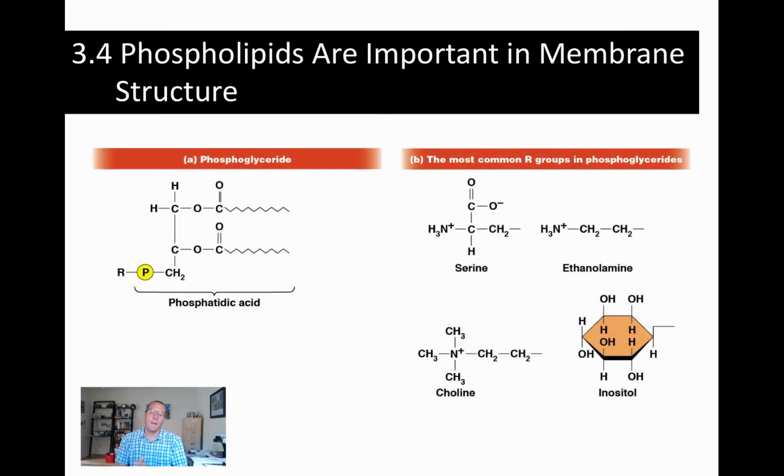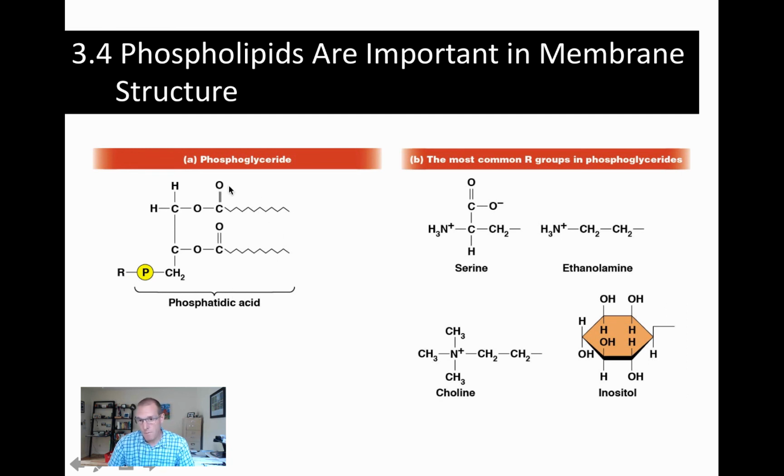So let's now turn our attention to phospholipids a little bit. We started off looking at this basic phosphoglyceride, this basic phospholipid here. This is phosphatidic acid, and it's the basic building block of all phospholipids. You've got the familiar glycerol here, and then two fatty acids esterified to the glycerol, and then a phosphate group, and then there will be some other R group here. That can be as simple as a hydroxyl group, in which case this becomes phosphatidic acid.